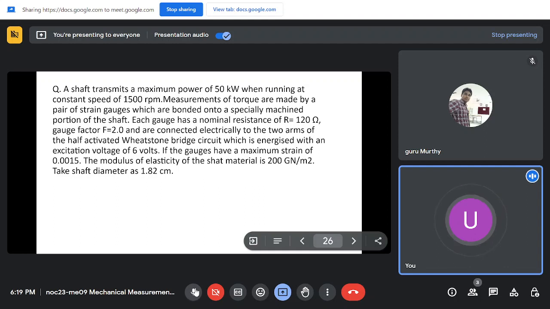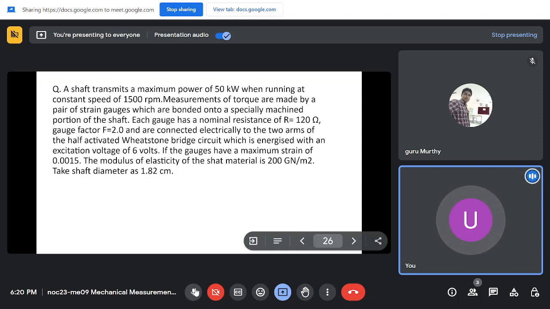Okay, so moving on, a shaft transmits a maximum power of 50 kilowatt when running at constant speed of 1500 rpm. Measurements of torque are made by a pair of strain gauges which are bonded onto a specially machined portion of the shaft. Each gauge has a nominal resistance of 120 ohms, gauge factor of 2, and are connected electrically to the two arms of the half active Wheatstone bridge circuit, which is energized with an excitation voltage of 6 volts.